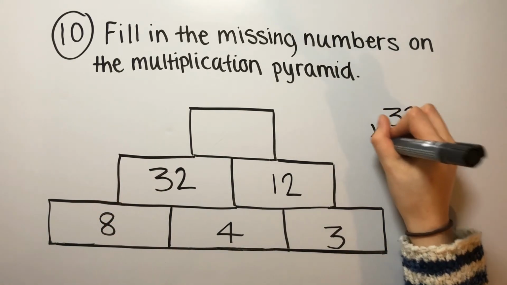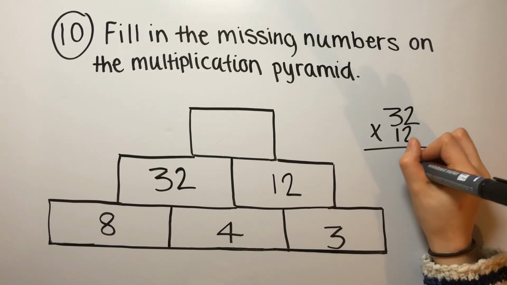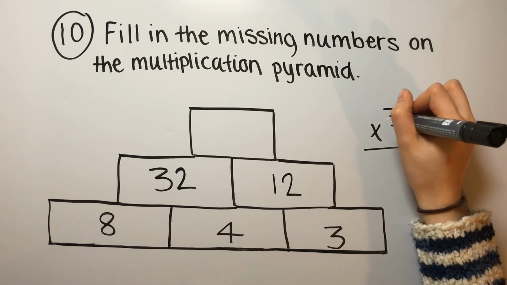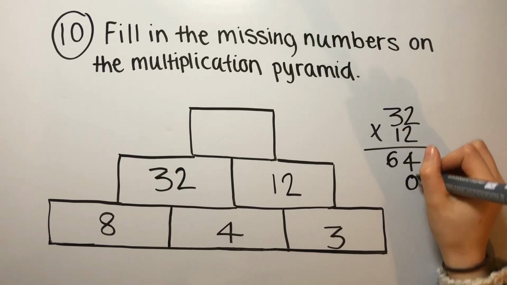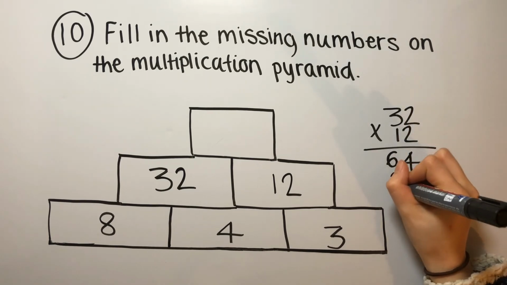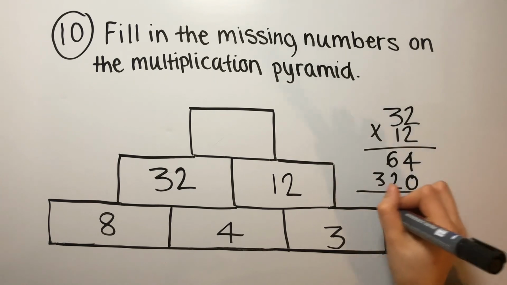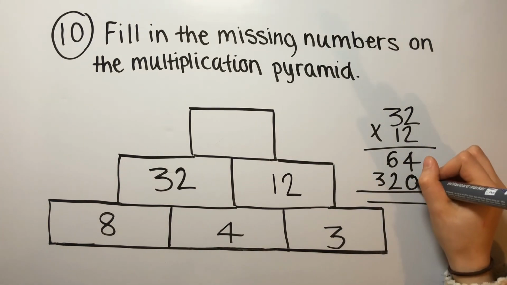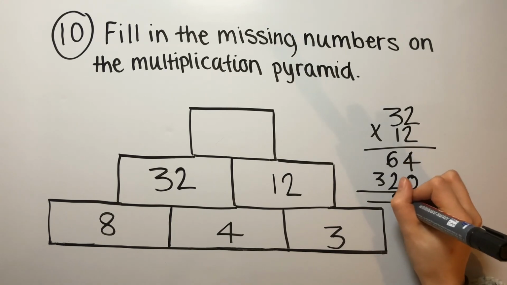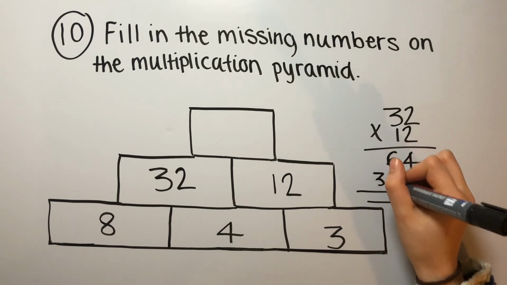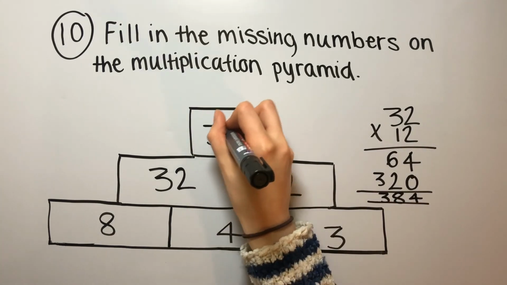32 times by 12. 2 times 2 is 4. 2 times 3 is 6. Put in our 0. 1 times 2 is 2. 1 times 3 is 3. Add it all together. 4 plus 0 is 4. 6 plus 2 is 8. 0 plus 3 is 3. 384.